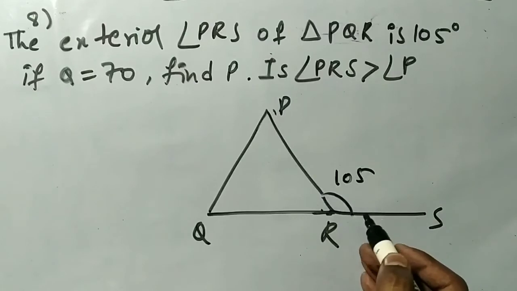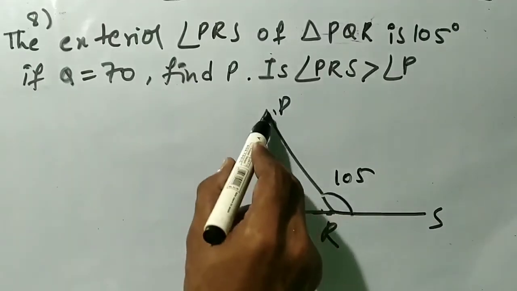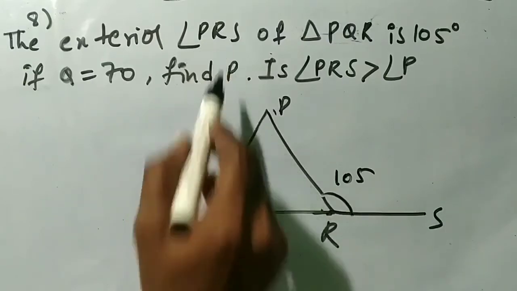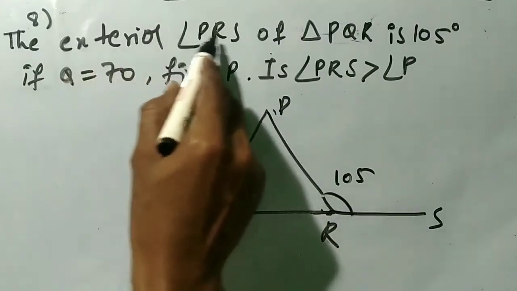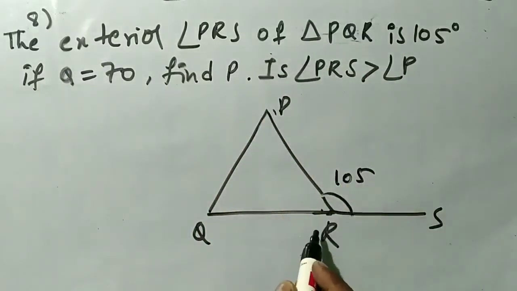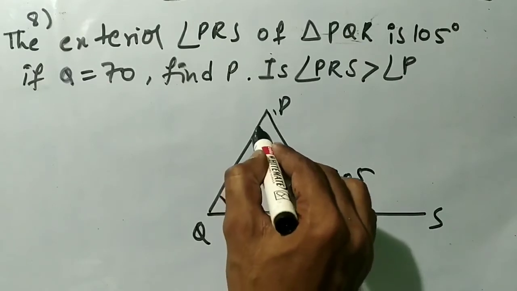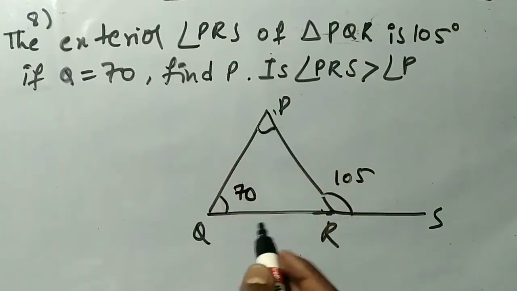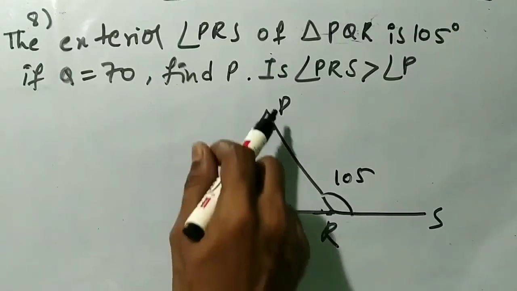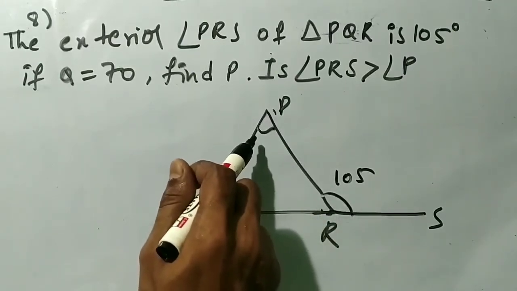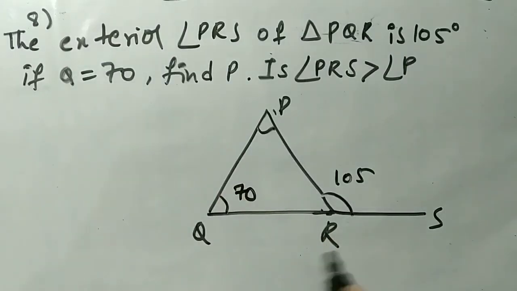Exterior angles here are more than 90, so that is an obtuse angle. PRS is the exterior angle of the triangle, that is 105, and the angle Q is equal to 70, given in the question. We have to find P. And he is also asking whether PRS is greater than P or not. We can find it easily.